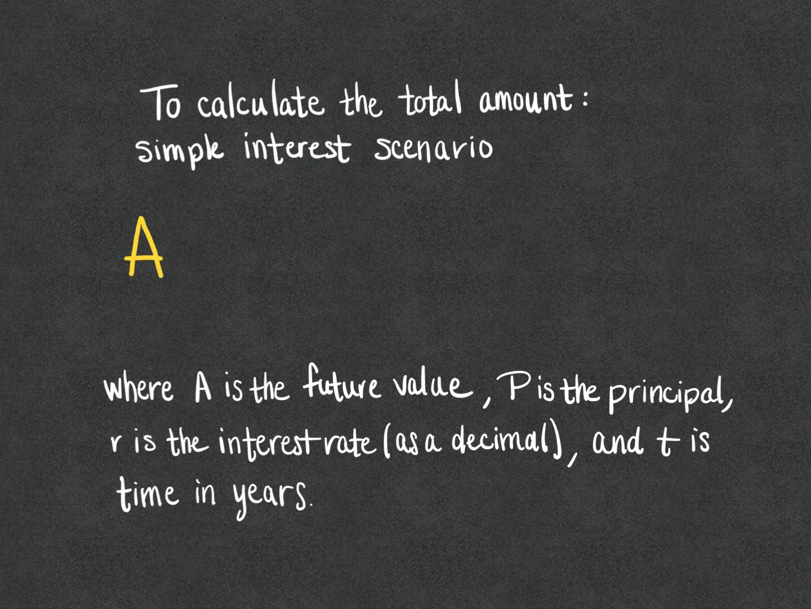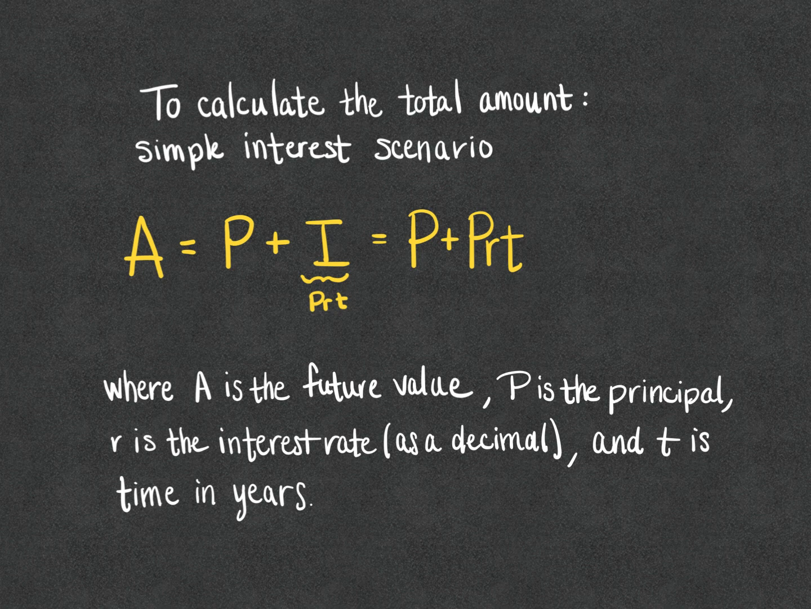So we're going to start with A. A represents the future value, or in other words, the total amount in the account, including the principal and interest. So the way we actually get that is we take the principal, the starting amount, and we add on the amount of interest that was earned. Now remember from the first video, interest is calculated as the principal times the rate times the time. So if we replace interest with principal times rate times time, we end up with A equals P plus PRT.